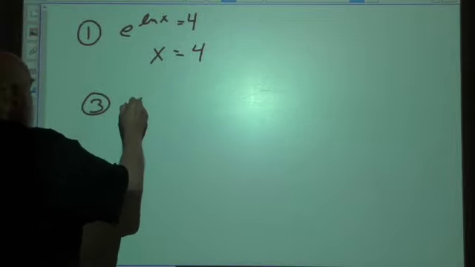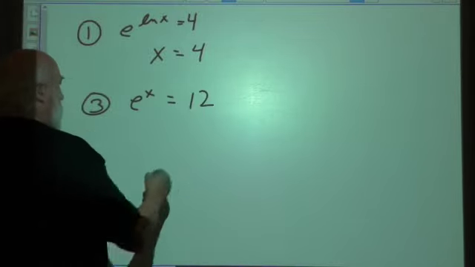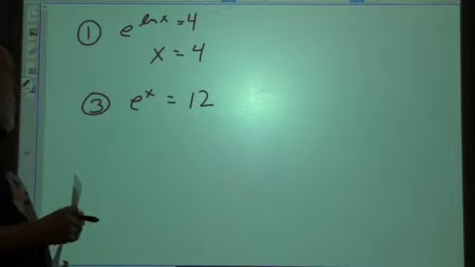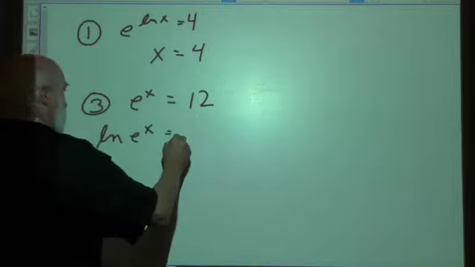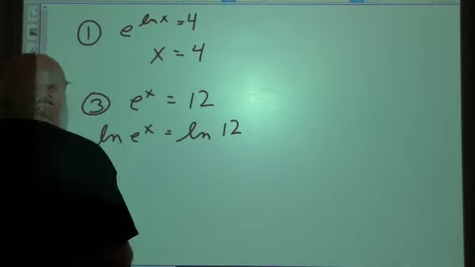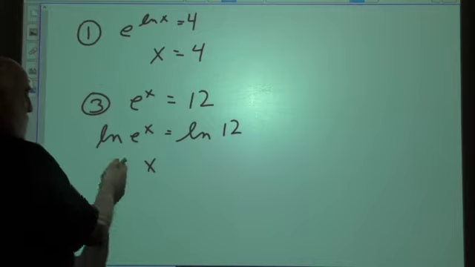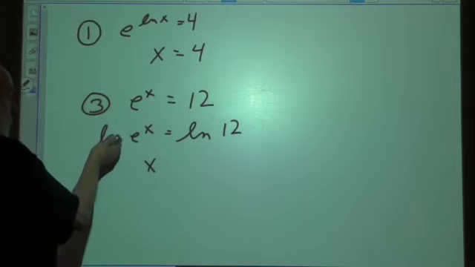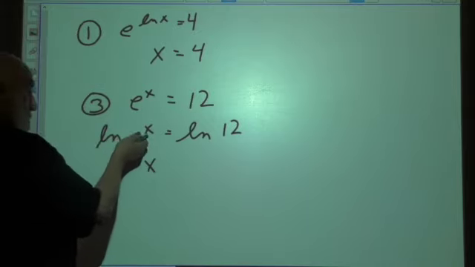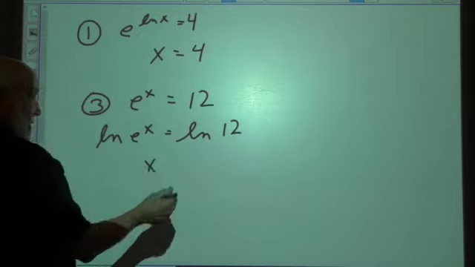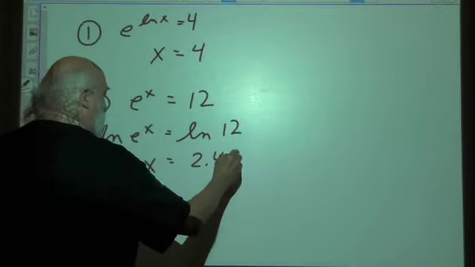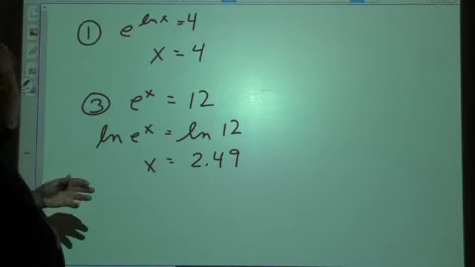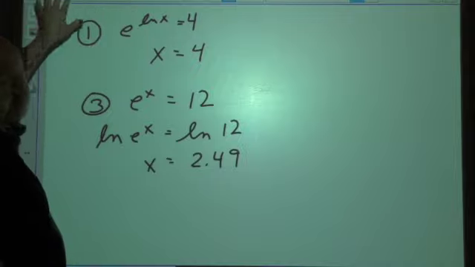Number 3, the problem is e to the x equals 12. So we want to get the x out of the exponent of that. So we're going to take the natural log of both sides. So that leaves us x over here, because this is log base e, or the exponent of base e. Well, the exponent of base e is x, so x. And in our calculator, the natural log of 12 is 2.49. So there's our answer for that. Real challenging stuff, eh? Number 5.